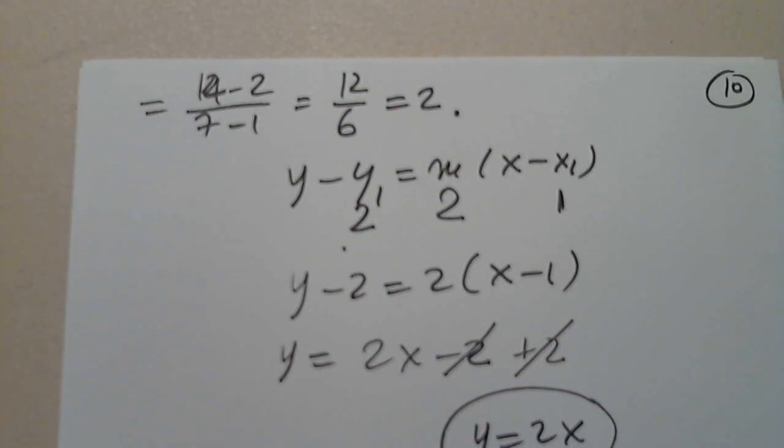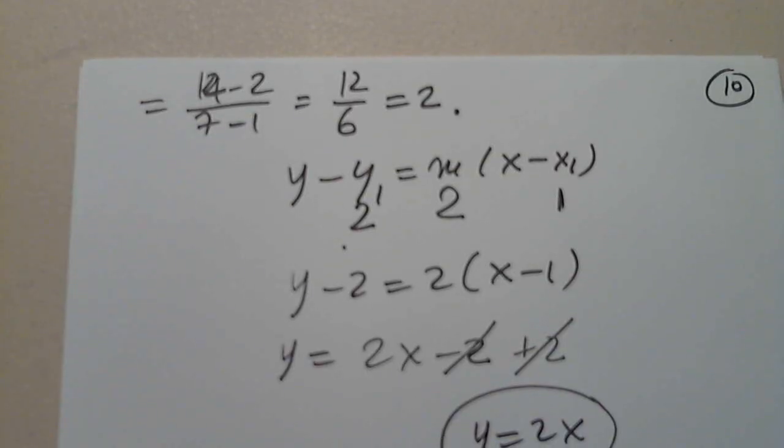Good, this is the same. This is the same. This is a horizontal line and a vertical line. This is done already. Okay, word problems.